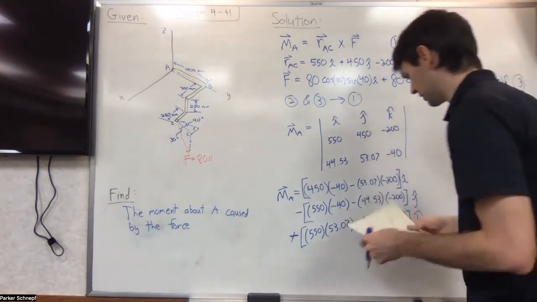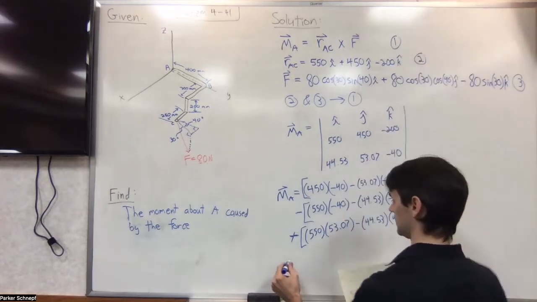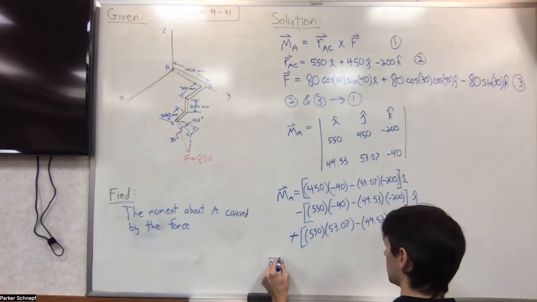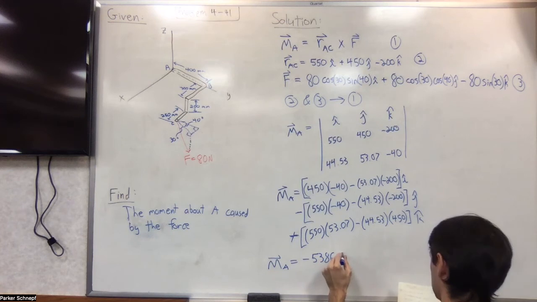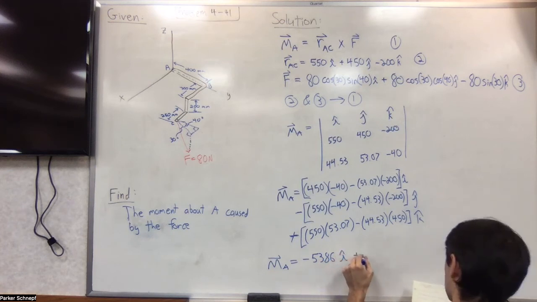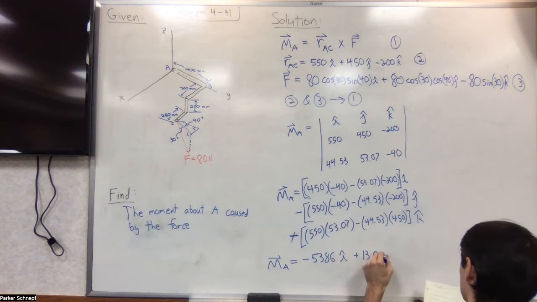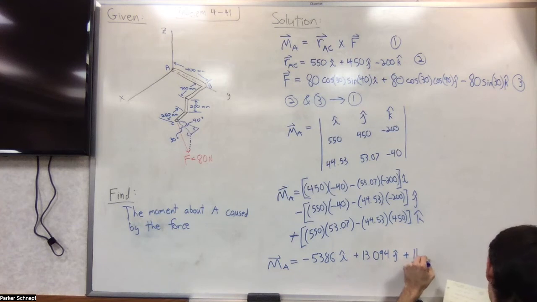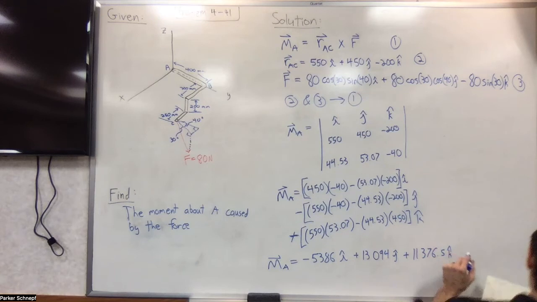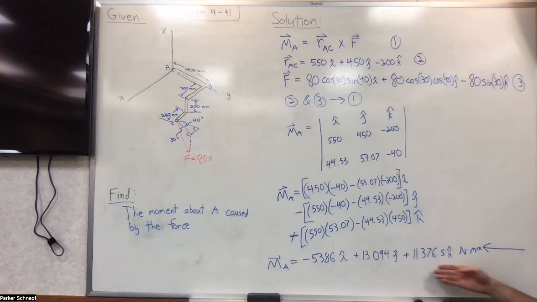I can simplify them out a little bit, and I get that my moment vector is minus 5,386 in the X direction, plus 13,094 in the Y direction, and plus 11,376.5 in the Z direction. And my units here are Newton millimeters. And that is the vector answer.